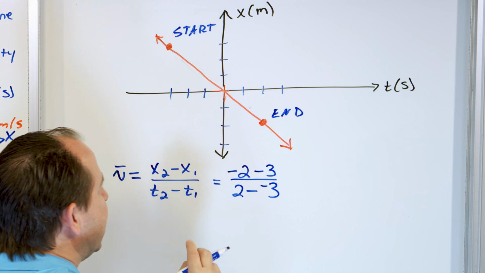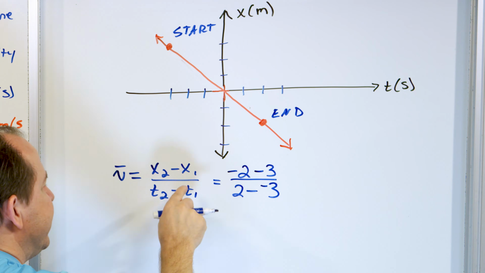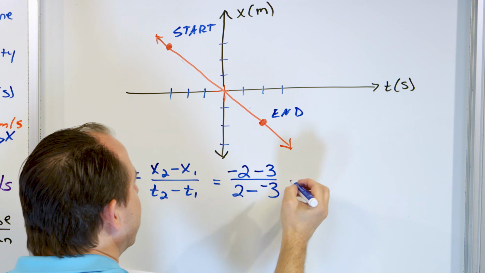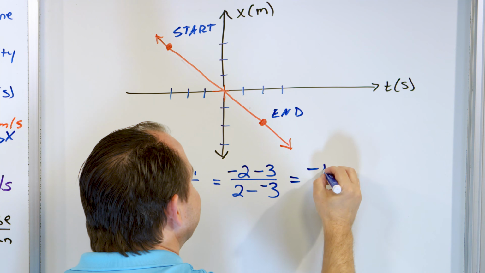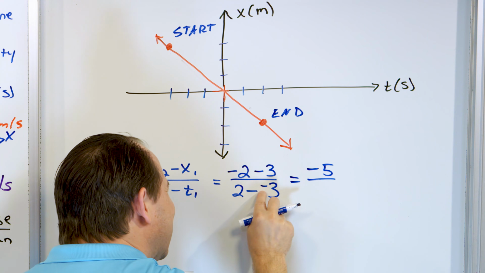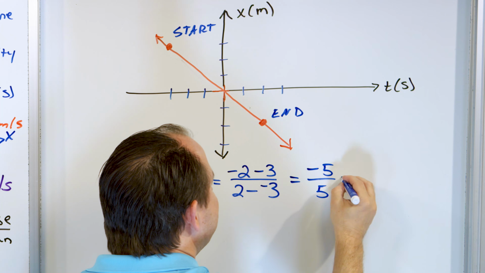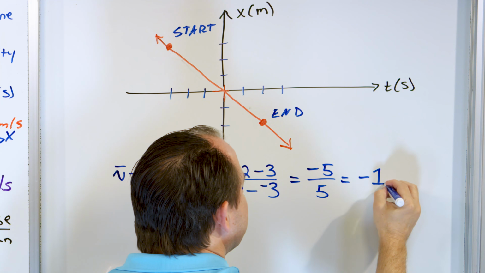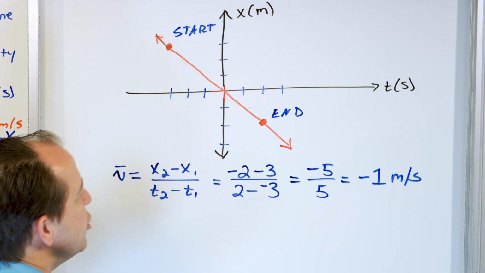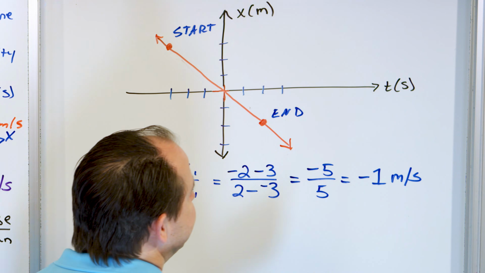So all we are doing is looking at final minus initial for the x and for the t. So what do we get here? -2 minus 3 is -5. Here we get 2 plus 3, that'll be +5. And what we get when we divide is -1 meter per second. Notice that we did get a negative value.